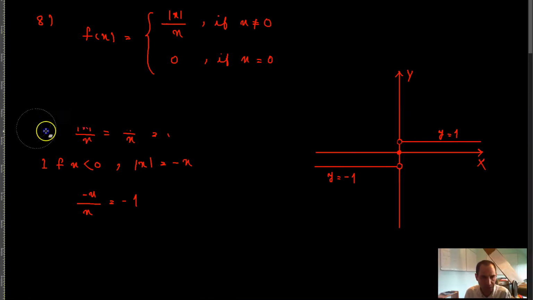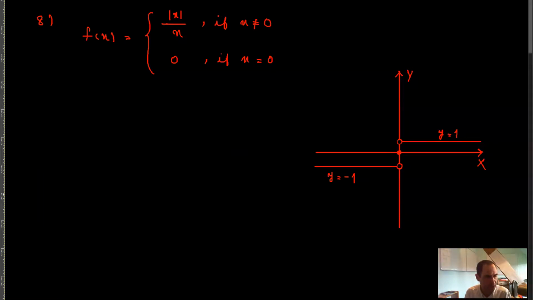So then you can say that the function is not continuous, or you can say that the only point of discontinuity of this function is x equal to 0. But we will find out.